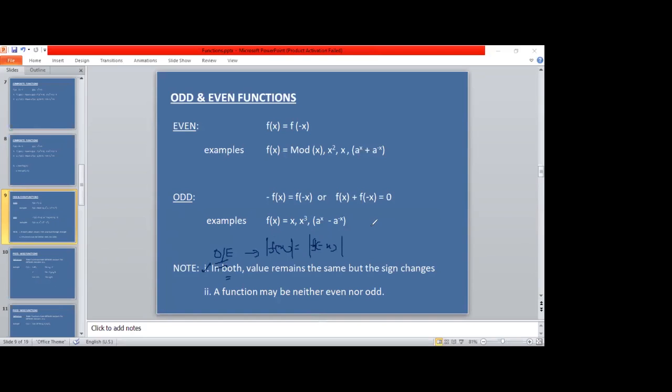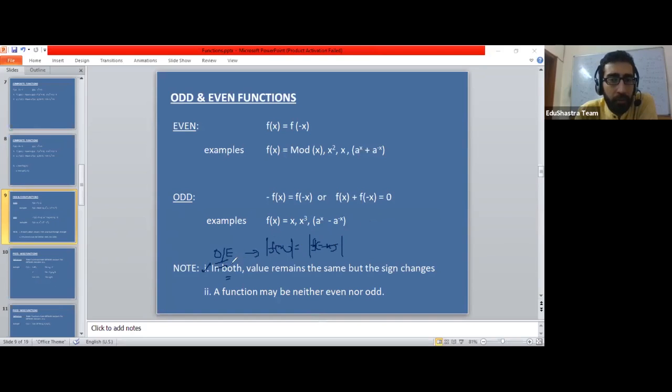So their sign may be different. For an odd function, the sign would be exactly the opposite. For an odd function, f of 3 would be equal to minus of f of minus 3. For an even function, they would be exactly the same. f of 3 would be equal to f of minus 3.